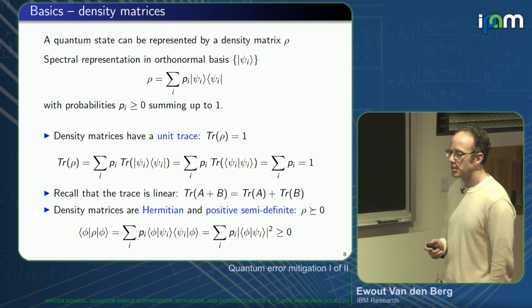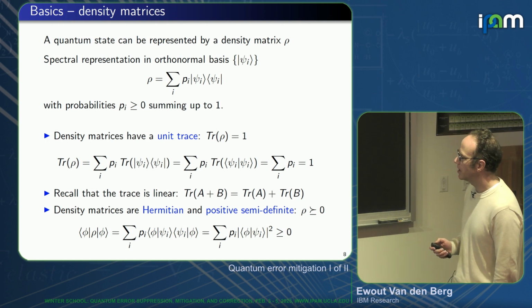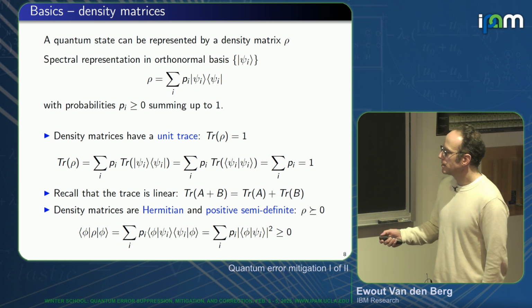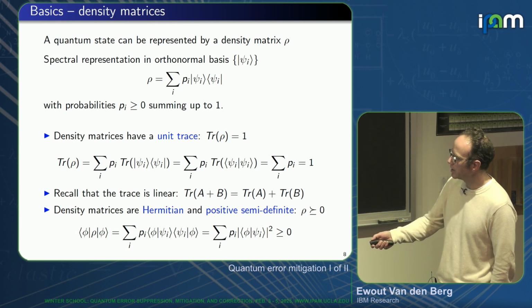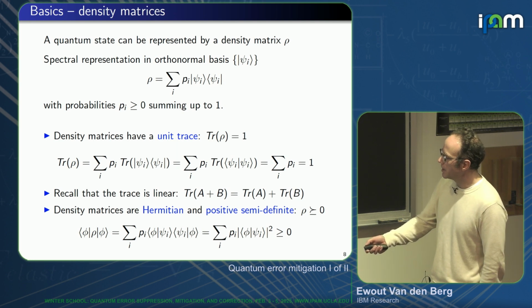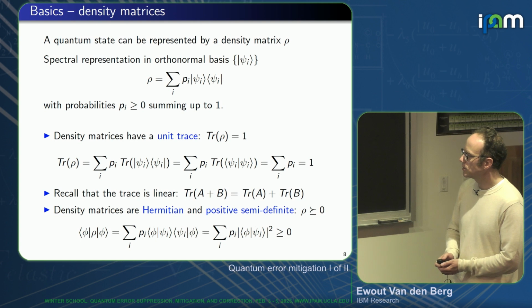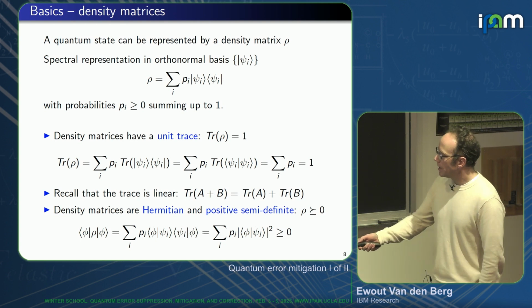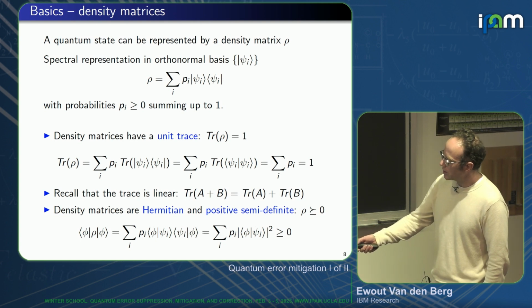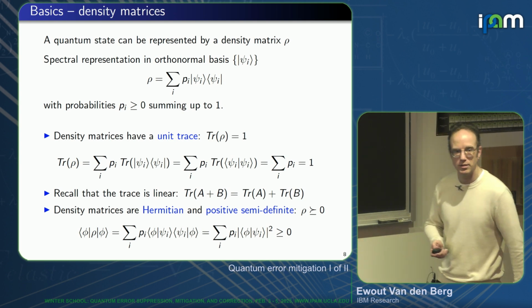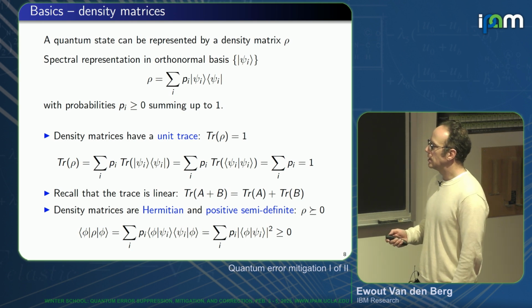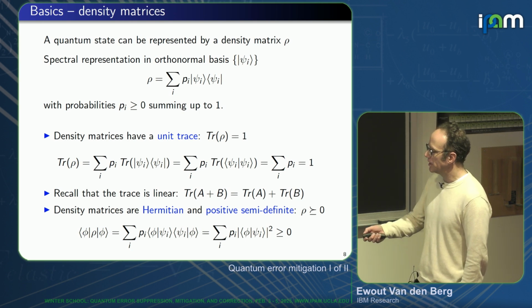So density matrices are Hermitian and positive semi-definite, and you can look at it for yourself. You just apply some state on both sides here. You then take the trace and work out the details here, and then you get some sum of non-negative values, right? And that will be positive. So that holds for any state or any vector here.